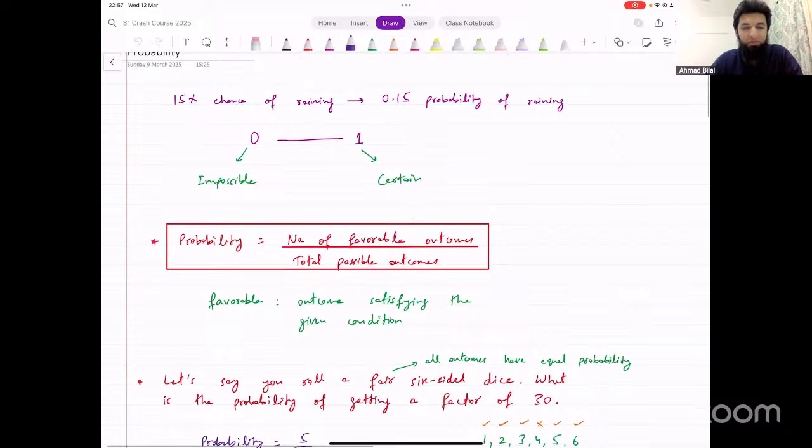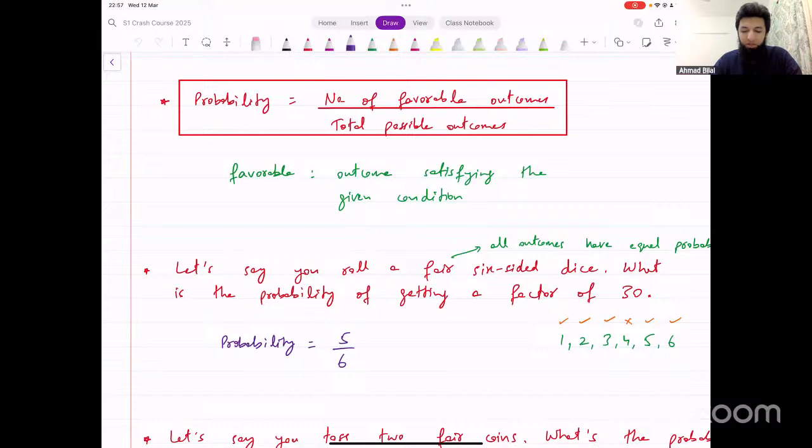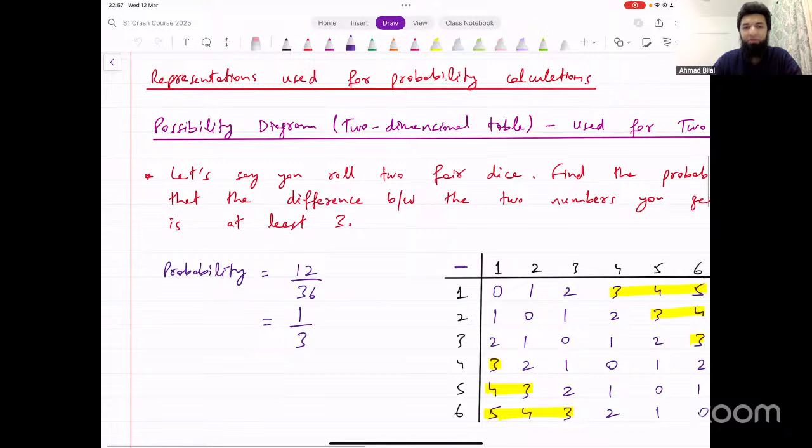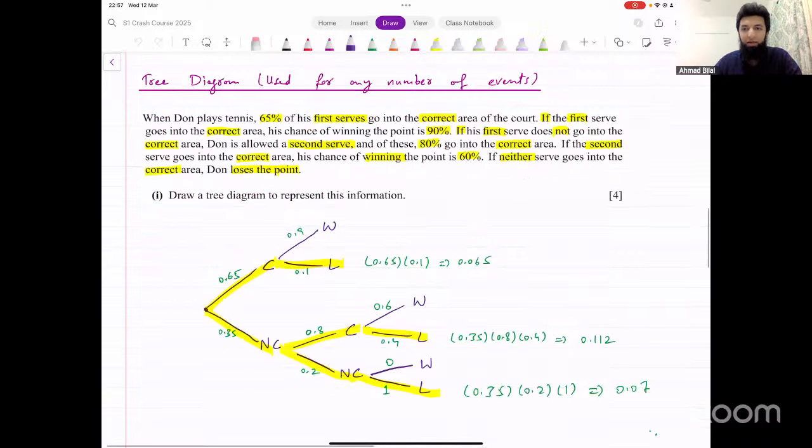Probability is the number of favorable outcomes divided by the total number of possible outcomes. Possibility diagram, a two-dimensional table. When we have two events happening at the same time, we can sometimes use this 2D table to help with our calculations. But when you have more than two events, you use a tree diagram to help with the calculation. We talked about how to make tree diagrams, and how to do calculations based on a tree diagram.